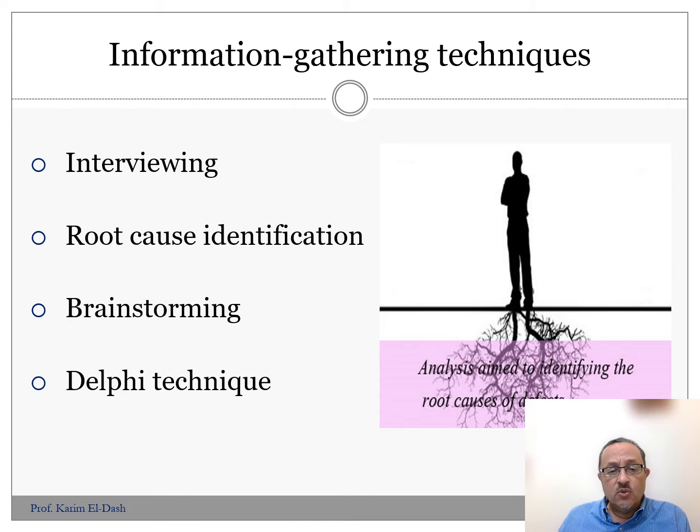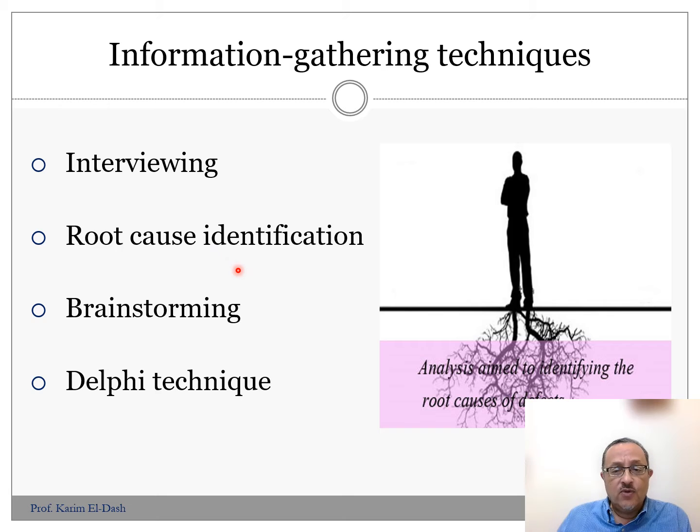Another way, number two, that we have here is root cause identification. If we have a common risk from previous experience or from previous projects, what was the cause for that? What were the causes for the risks or the issues that we got in previous projects? So we have to identify and analyze the reasons, the root causes for those problems or challenges that happened in the previous experiences we got.